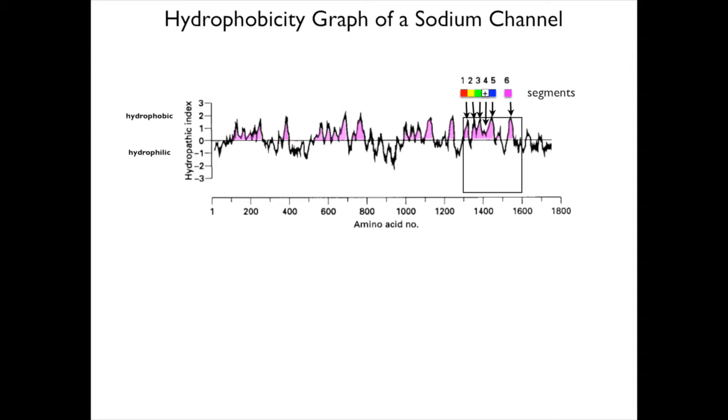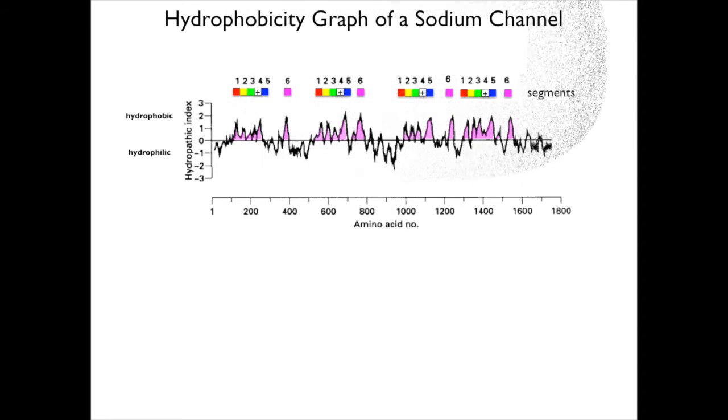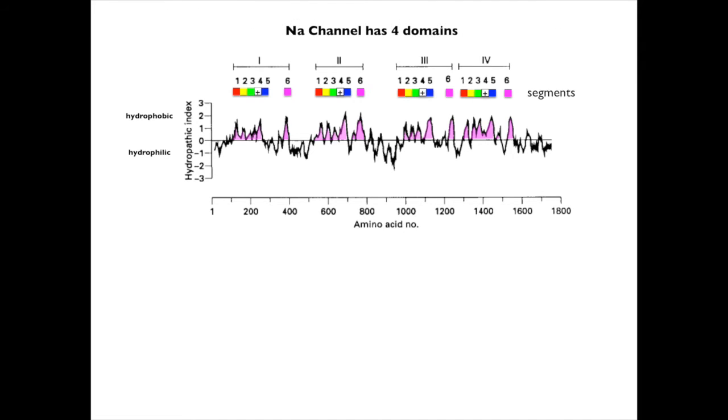If one considers the entire plot, there is a repeating pattern such that a series of six peaks is repeated four times. Each series of six peaks is called a domain of the channel, and since there are four repeats, the channel has four domains. 1, 2, 3, 4.